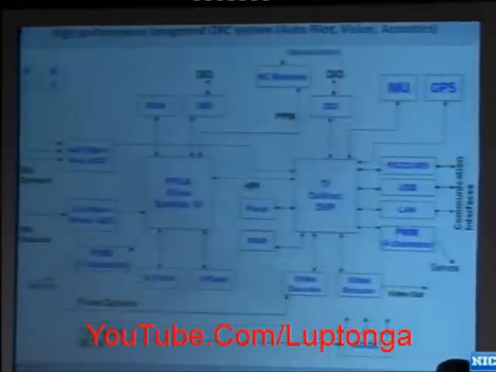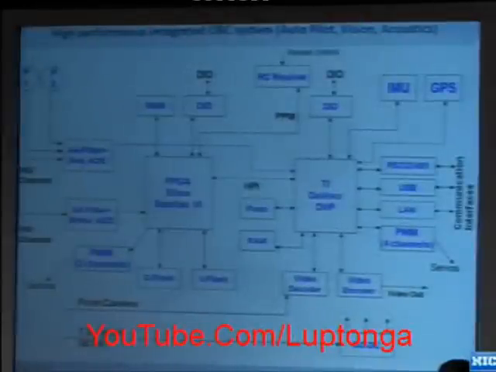And we are venturing into more complex hardware on board, which also does the autopilot, vision, as well as acoustics. This is going to be a very complex system. Everything is on board. The weight of this will be about 120 grams. The design is complete. The fabrication is going on right now.